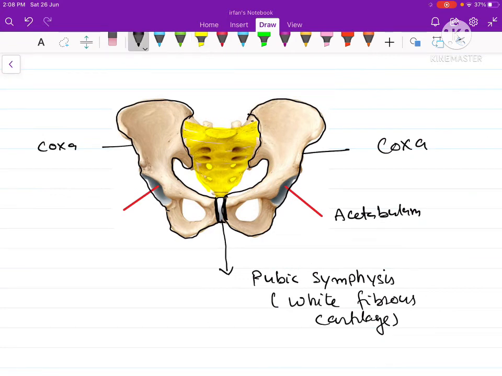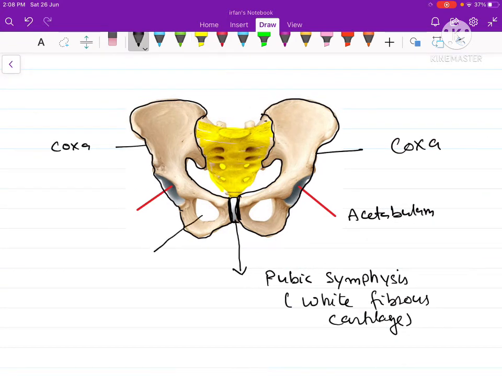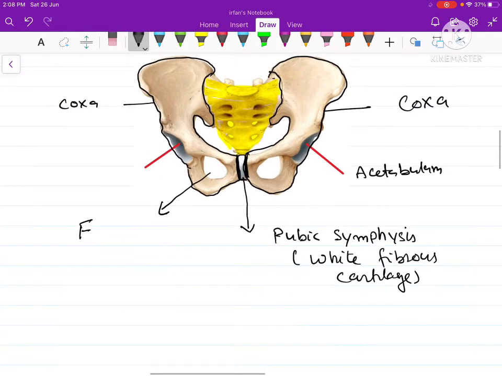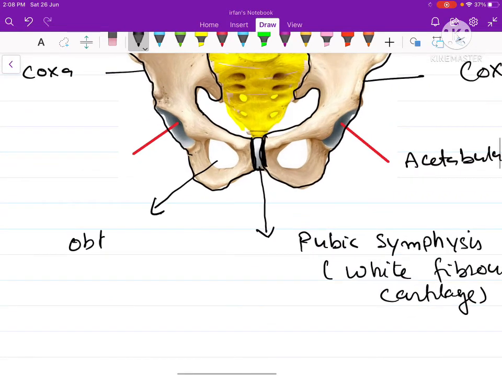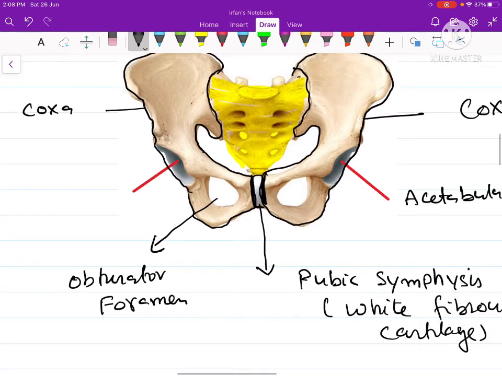Here one more thing that is to be labeled is the foramen obturator, or the obturator foramen. So let us label this too. This is the obturator foramen. This is the opening through which blood vessels and nerves pass.